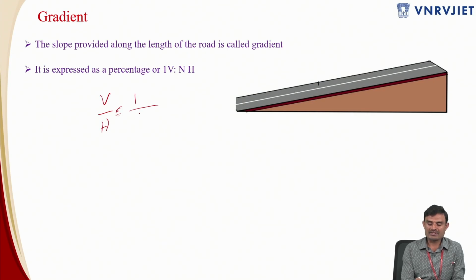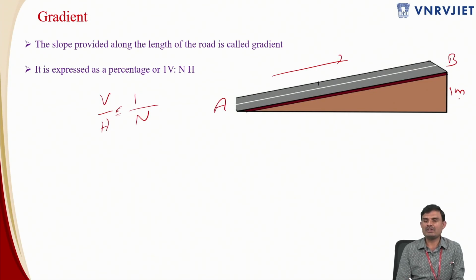And this is how much distance you have traveled in the horizontal direction to attain a rise of 1 meter or a fall of 1 meter. So that is said to be n, the horizontal distance. For example, let me assume that this is 1 meter rise or 1 meter fall. So I am going in this direction. So this is my point A and this is my point B.